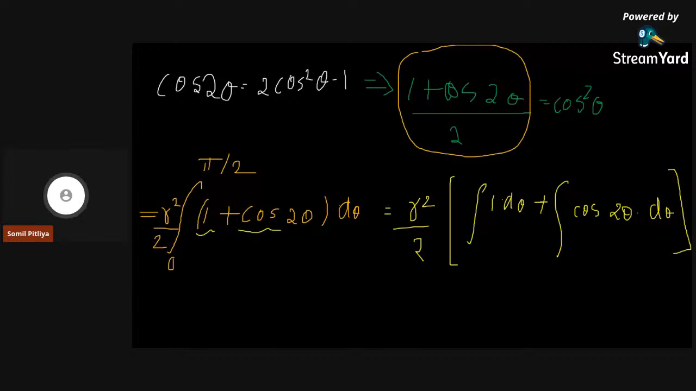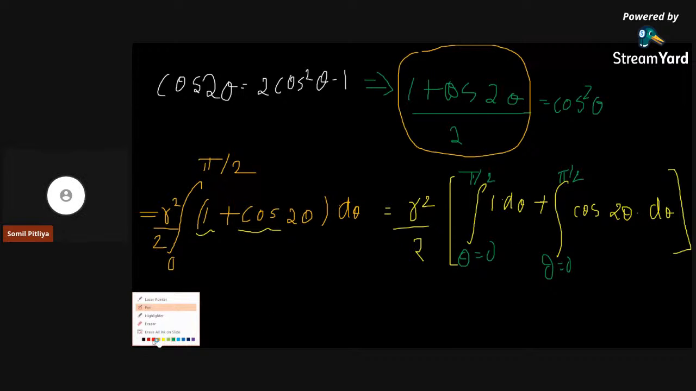Theta limits are theta equal to 0 to pi by 2. Now, what is the integral of 1 d theta? It is just theta only. So this is my theta, and I have to apply the limits, that is 0 to pi by 2.